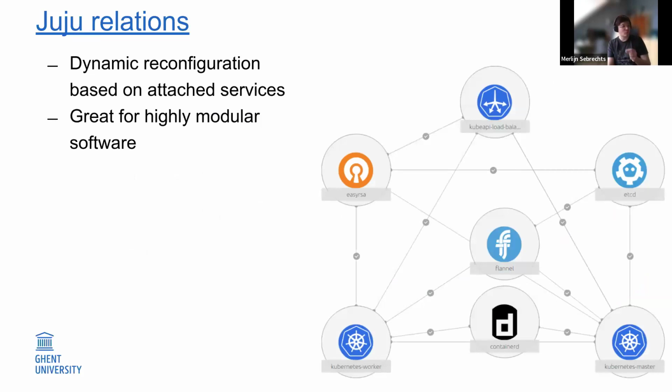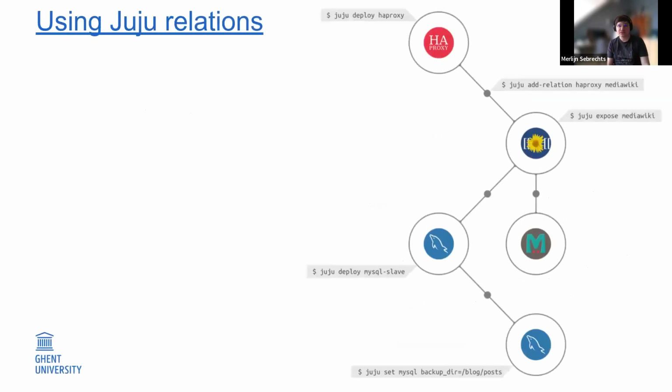One of the reasons why Juju is so great for these complex applications is because Juju uses the concept of relationships. This is quite novel. Most other configuration management tools don't really have this concept. Juju relations basically allow an application to reconfigure itself based on what components are connected to it. A simple example, I think it's on the next slide.